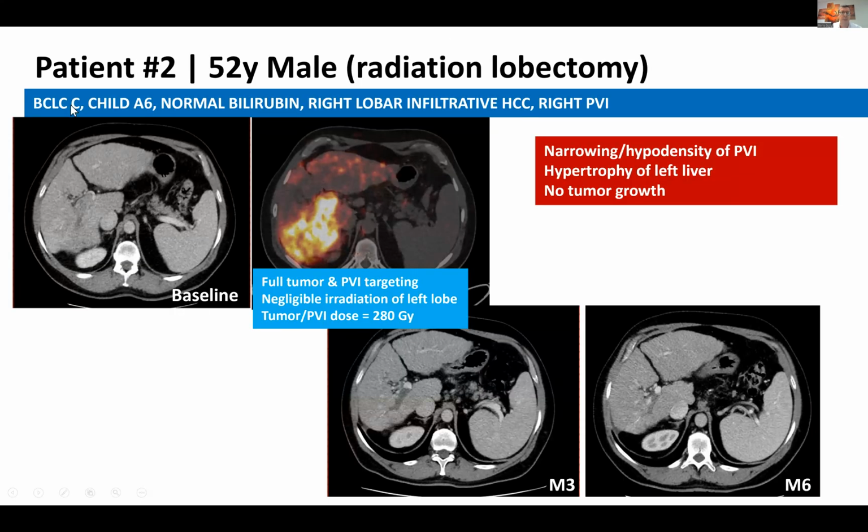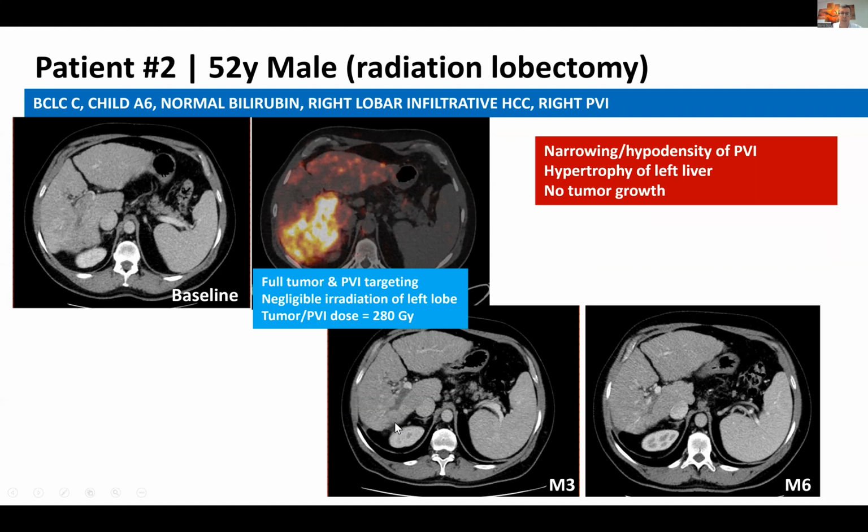This is a typical example of that. You have here a BCLC C patient with an infiltrative HCC in the right lobe with portal vein invasion and very good liver function. He's a young patient, and we decided to do the workup phase, the simulation phase. As you can see, we have very good coverage of the tumor, but also of the thrombus. We could deliver a high dose to the tumor and the thrombus, and we could preserve all this parenchyma, so we had enough hepatic reserve. So all lights were green to treat the patient with Y90. And we treated the patient with Y90.